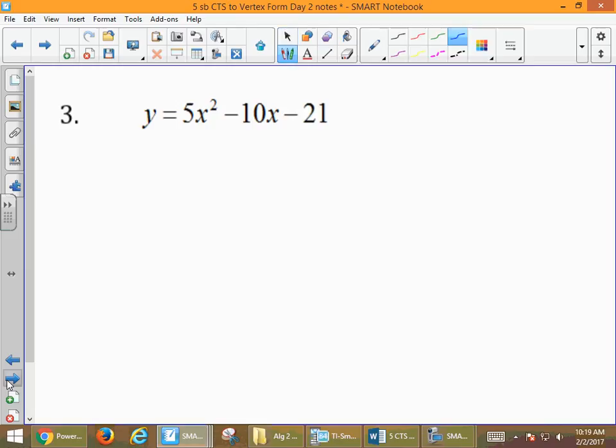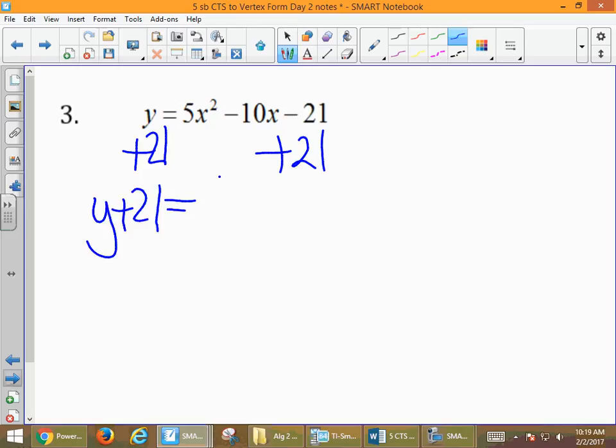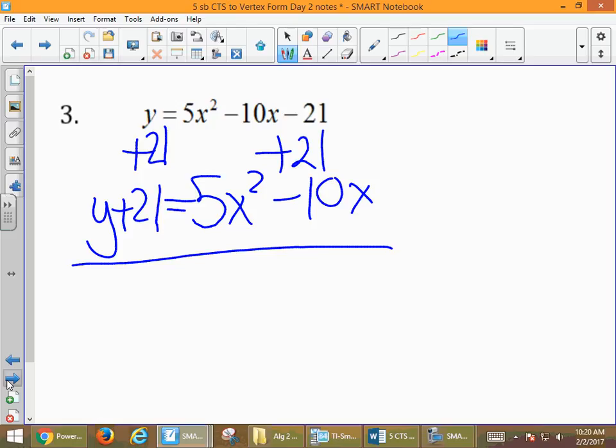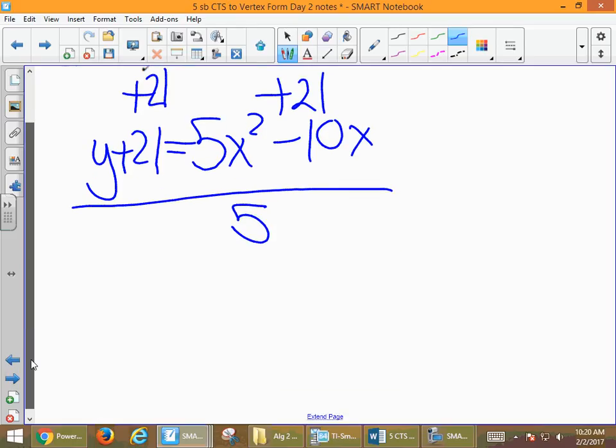And so last time, what should be the first step that we need to take when completing the square? Add c to the other side. So c for this one is 21. So we're going to add 21. So we have y plus 21 equals 5x squared minus 10x. Now, we need our leading coefficient to be 1. So how are we going to get our leading coefficient to be 1? Yes, Tiffany? We can divide everything by 5. Because our leading coefficient is 5.